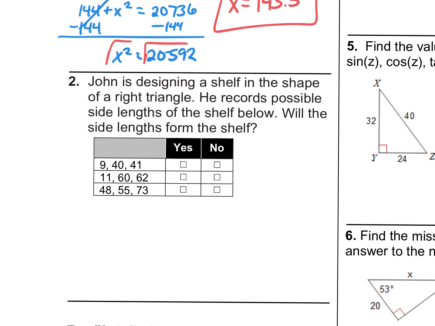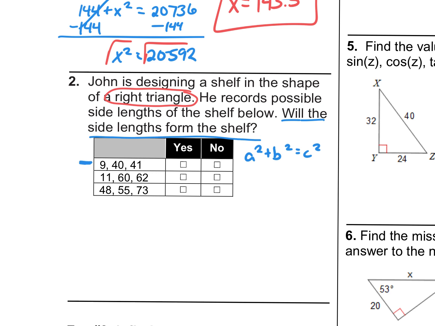What do I want you to read first? Directions. The question, right? It says, will the side lengths form the shelf? Right now, do I know anything about the shelf? No. So I need to go figure that out. In this case, it tells us the shelf is a right triangle. So how do I know if 3 side lengths make a right triangle? Pythagorean theorem again. So a squared plus b squared equals c squared. What is always going to go where c is? The biggest number. What's kind of nice about these is they have them listed for you least to greatest.